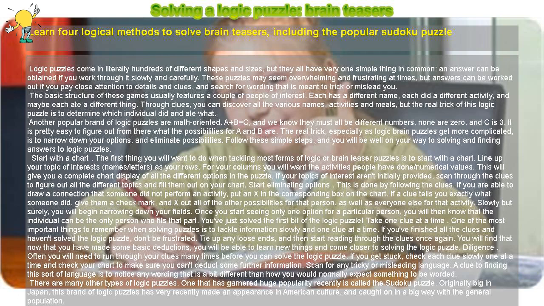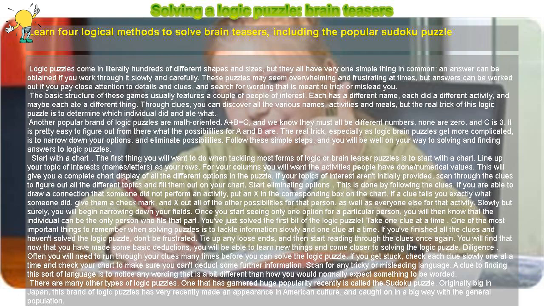Start eliminating options. This is done by following the clues. If you are able to draw a connection that someone did not perform an activity, put an X in the corresponding box on the chart. If a clue tells you exactly what someone did, give them a check mark, and X out all of the other possibilities for that person, as well as everyone else for that activity.